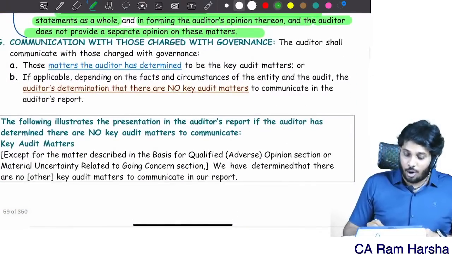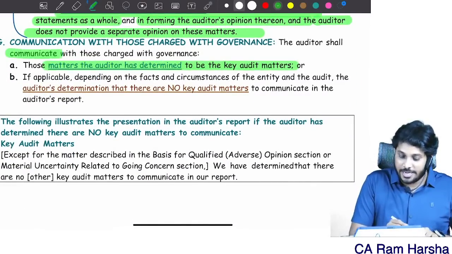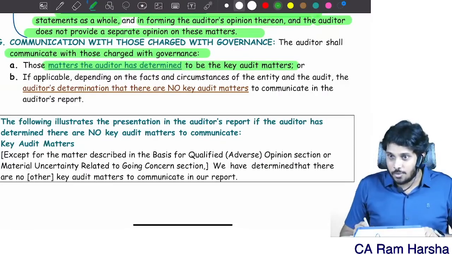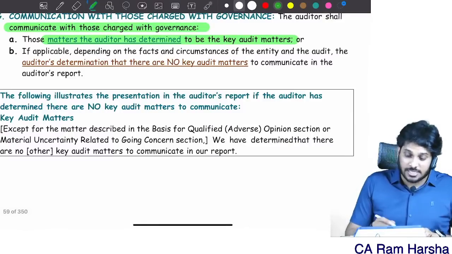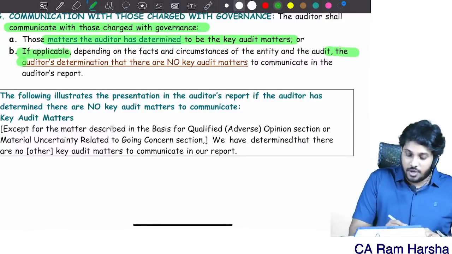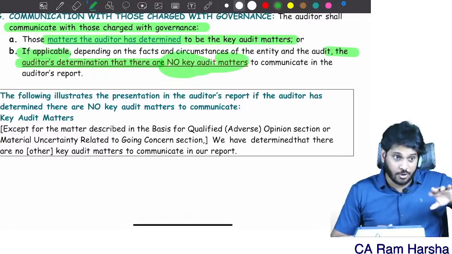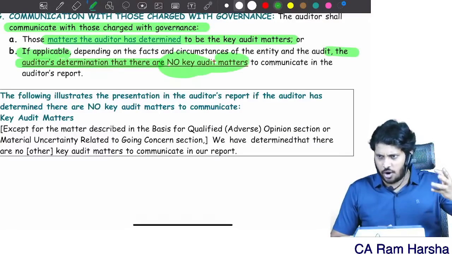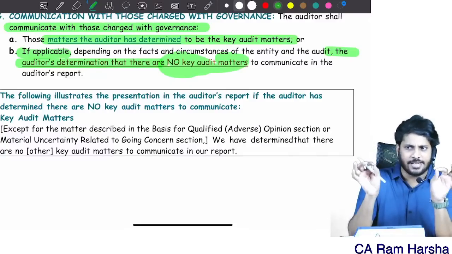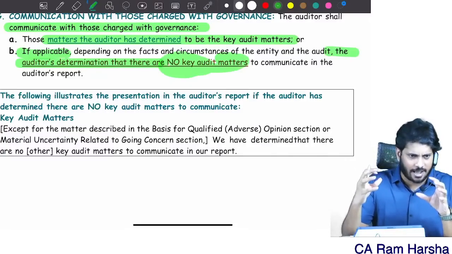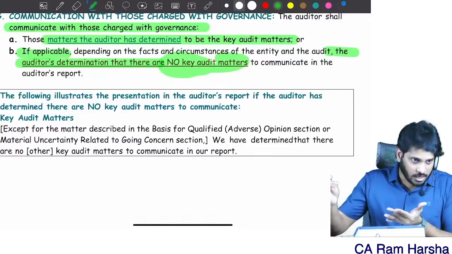Now tell me, obviously, whatever matter you determined as a key audit matter, you must communicate it to the top management, right? And if the auditor decided that there are no key audit matters, then communicate the same to the management, and also state in the auditor's report that there are no key audit matters. So you put the key audit matters side heading, use the introduction language, all that. Below you mention that in this year we determined that there are no key audit matters.